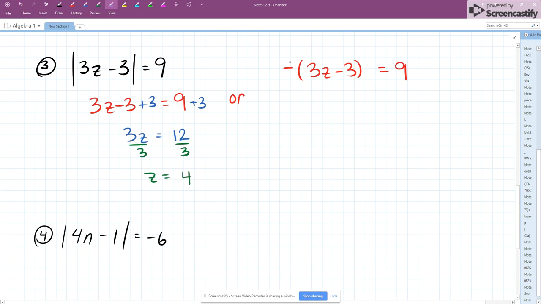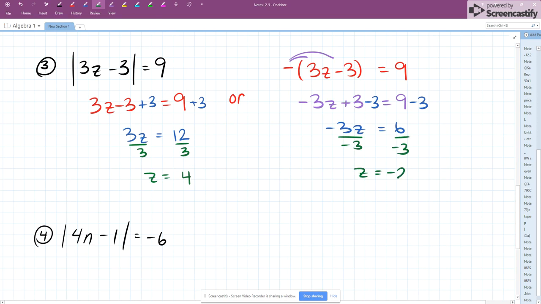So hopefully you distributed your negative sign, which gave you negative 3z plus 3 equals 9. To solve for z, you would subtract 3 to get rid of that term. And then to finish solving for z, you would divide by negative 3. And z equals negative 2. Again, write your 2 answers in a solution set. So z equals 4. z also equals negative 2.